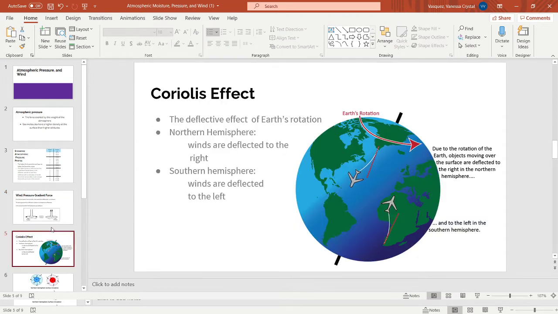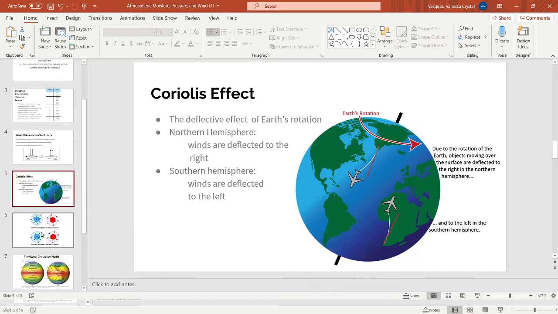Another factor that influences wind is the Coriolis effect. Due to the rotation of Earth, objects moving over the surface are deflected to the right in the northern hemisphere, like this airplane, and to the left in the southern hemisphere, like this airplane.